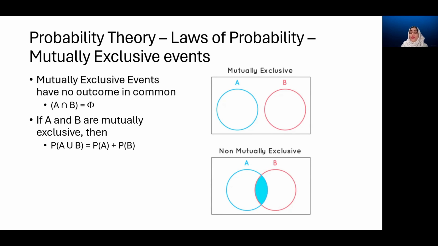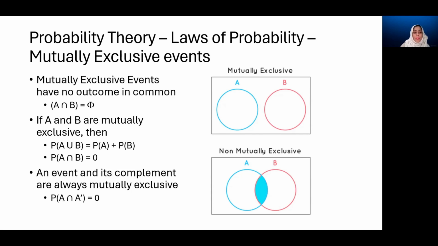When you have mutually exclusive or disjoint events, the probability of the union of these events is simply the addition of the two probabilities, because in this case the probability of A intersection B becomes 0. So you're left with only two values being added, P of A plus P of B. An event and its complement are always mutually exclusive. So the intersection between A and its complement is always going to be a null set, and the probability of this event is going to be 0.